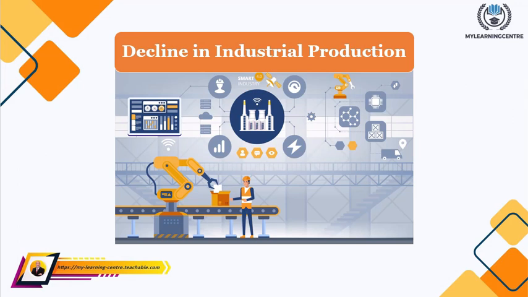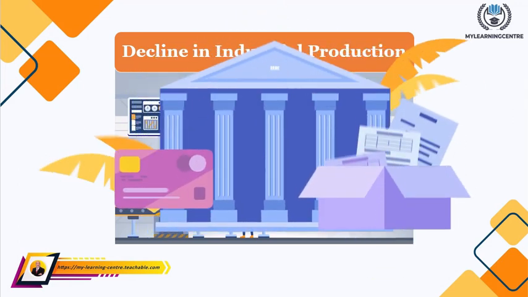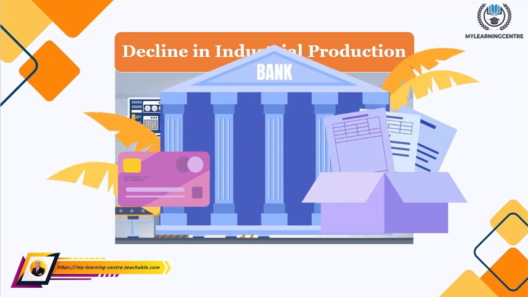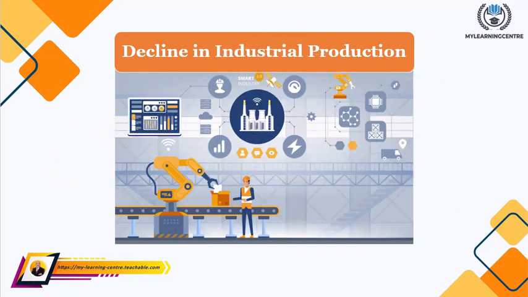Another factor that contributes to a decline in industrial production during a recession is a decrease in availability of credit. During a recession, banks are less willing to lend money, which makes it harder for businesses to finance their operations. This can lead to a decrease in production levels as businesses are unable to purchase the necessary materials and equipment to keep up with demand.